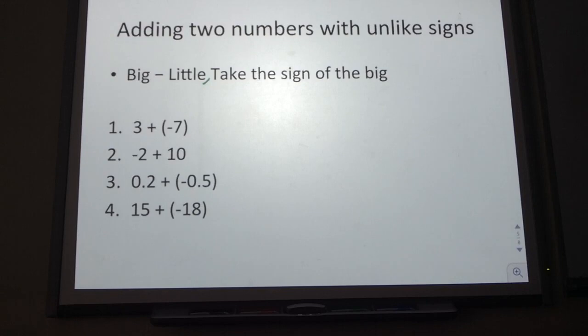Okay? So 7 minus 3 is 4, and the bigger one has a negative. 10 minus 2 is 8, and the bigger one is positive. Going on to decimals. 0.5 minus 0.2 is 0.3, and take the sign of the bigger one. So negative. 18 minus 15 is 3, and the bigger one is negative as well. Okay, we're flying through this.